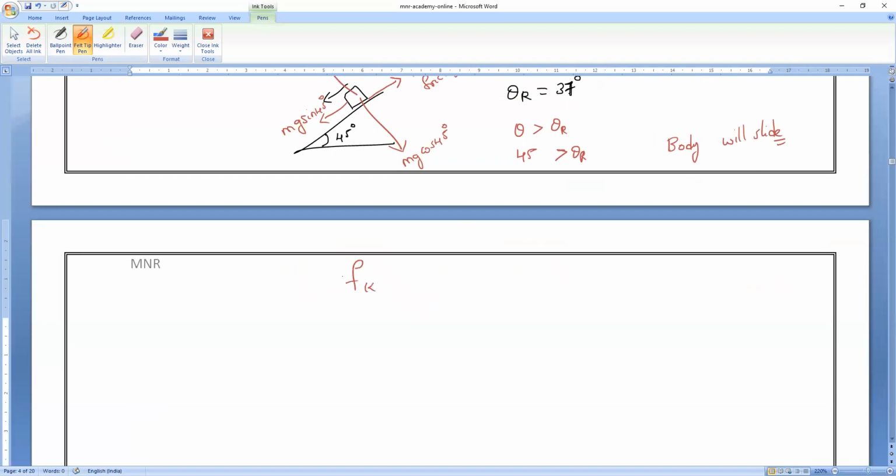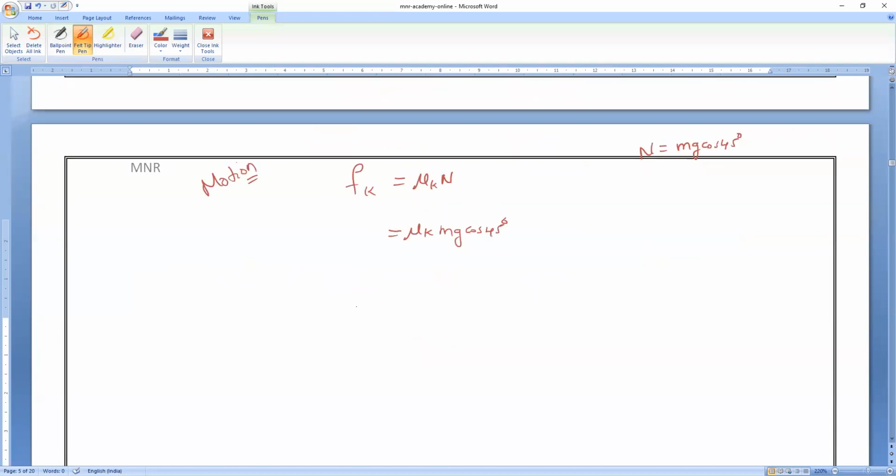So kinetic friction I can find. It is in motion, so it is kinetic friction. Kinetic friction is equal to mu k into N. N is equal to mg cos 45. Clear, everybody? Understand or not, guys? So that turns into mg by root 2, mg cos 45.